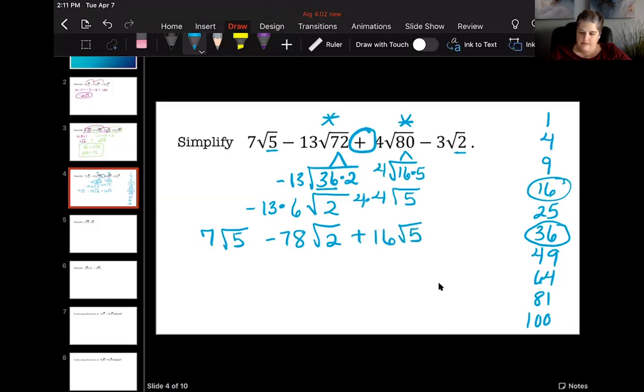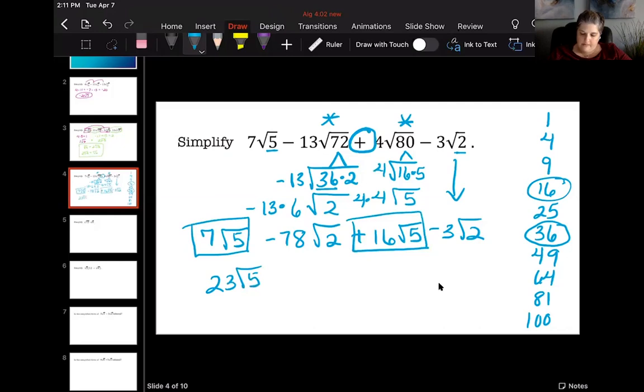I bring down the plus sign, and now I'm going to bring down my negative 3 square root of 2. So now I have everything simplified. There's nothing more that I can do except for finding the matches to be able to combine them. So I have 7 square root of 5 and 16 square root of 5 that I can combine. 7 plus 16 is 23. And then I have negative 78 square root of 2 and negative 3. So that's just like having negative 78 minus 3, which makes it more negative, which is negative 81 square root of 2.